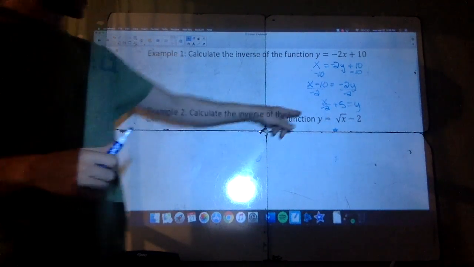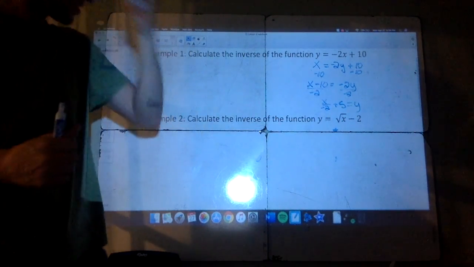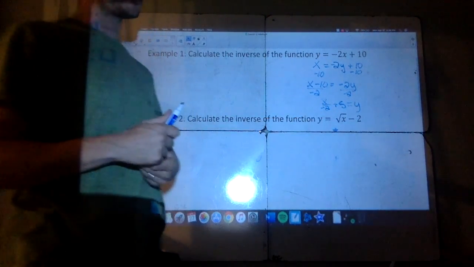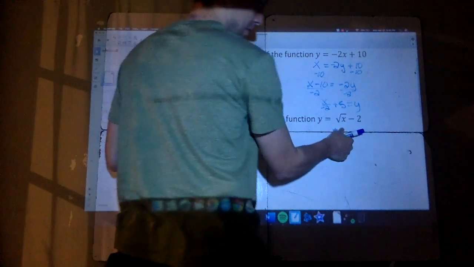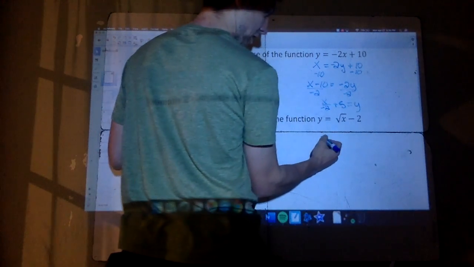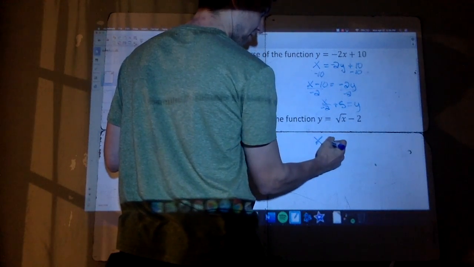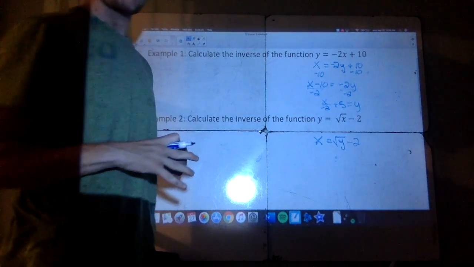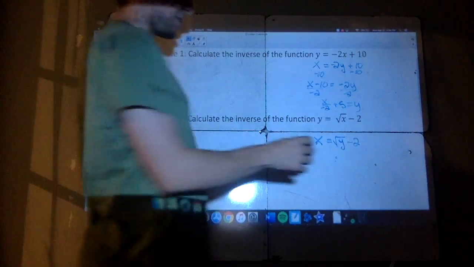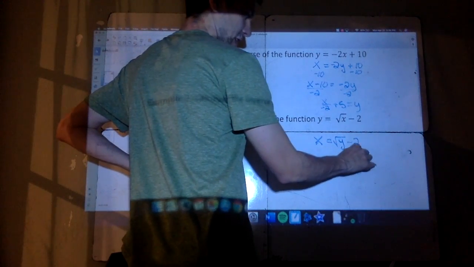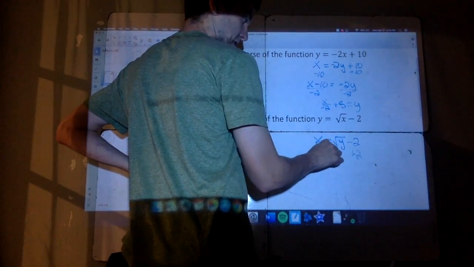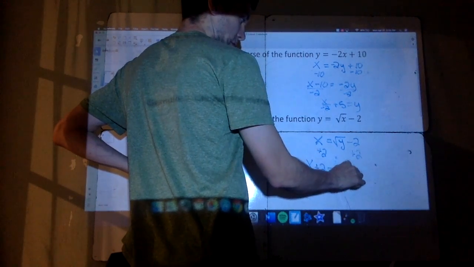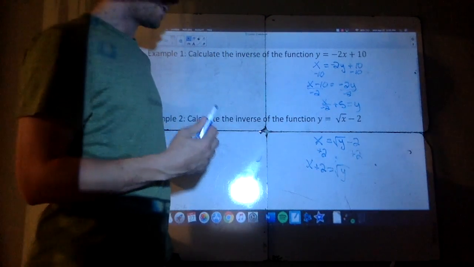So for the first one, I got x divided by negative 2 plus 5. Remembering negative 10 divided by negative 2 is a positive 5 equals y. For the second one, if you switched, we still switch x and y. All right? And then we got to get rid of that minus 2 first. So if your second step was to add 2 to both sides, x plus 2 equals the square root of y. That would be our first step there.